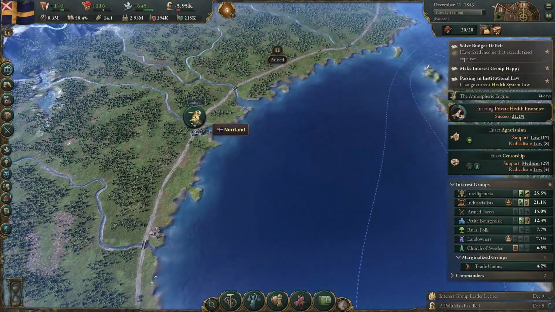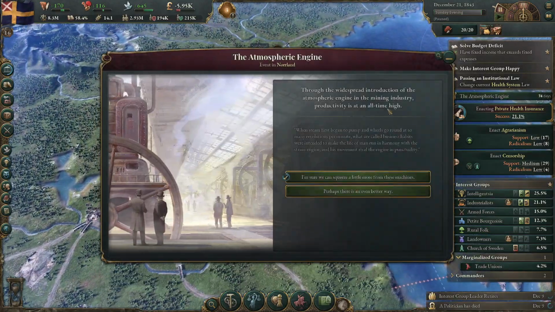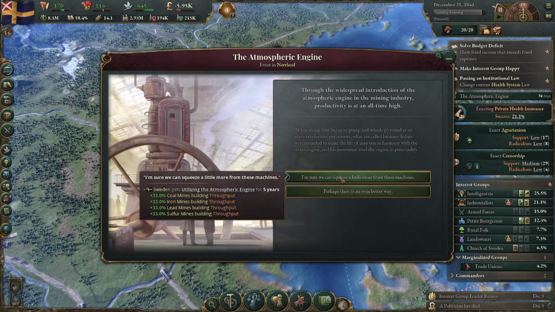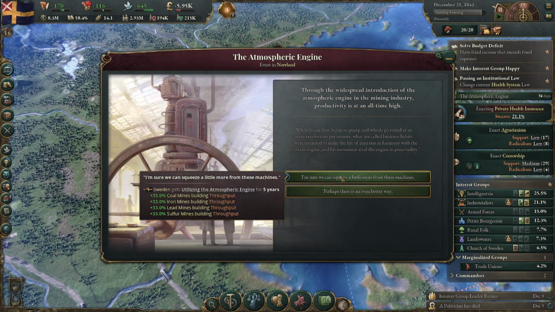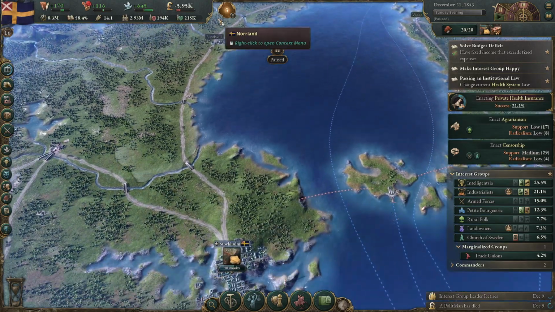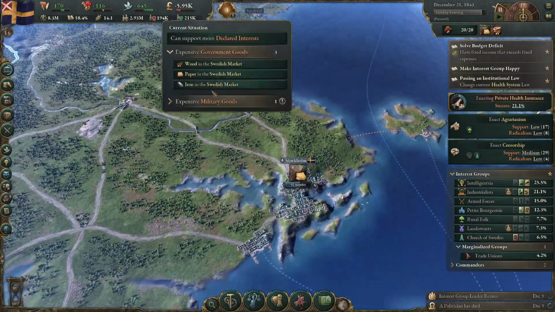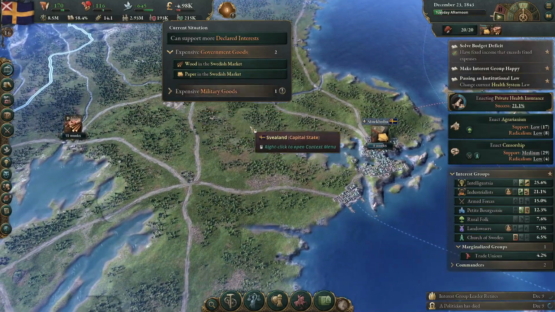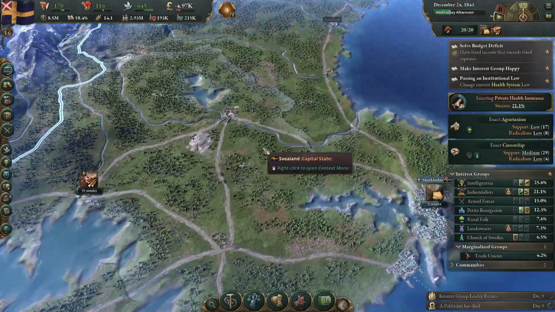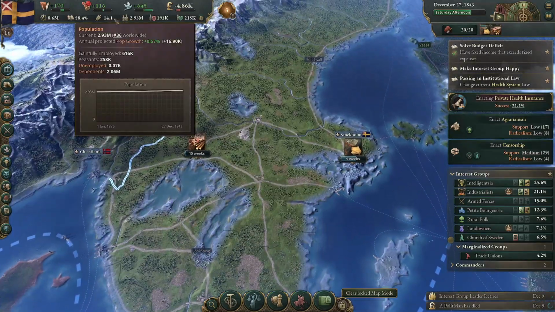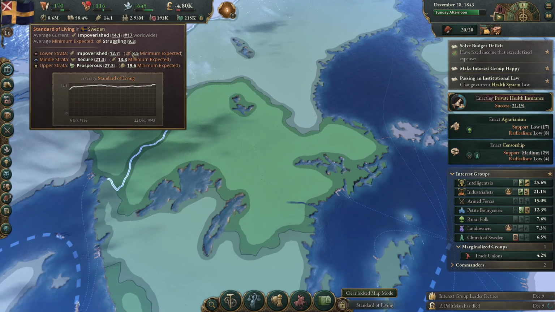Okay, what have we got up here? Through the widespread introduction of atmosphere engines, industry productivity is at an all-time high. Wow. I think we're going to take that. Should hopefully start, we let the game run. Should bring this down. We still got to address the military goods. So that gets this up here. So let me just go back to standard of living.